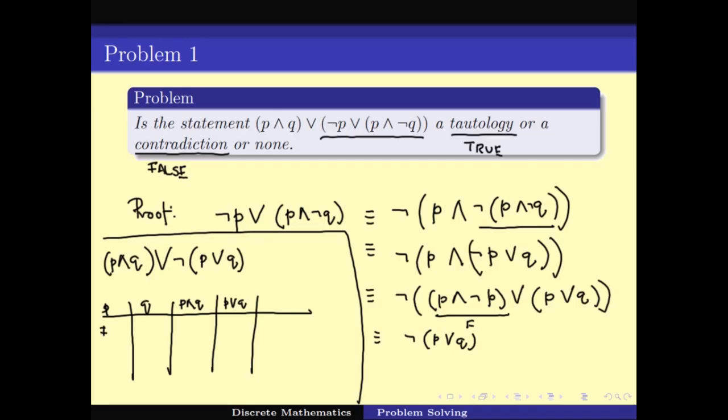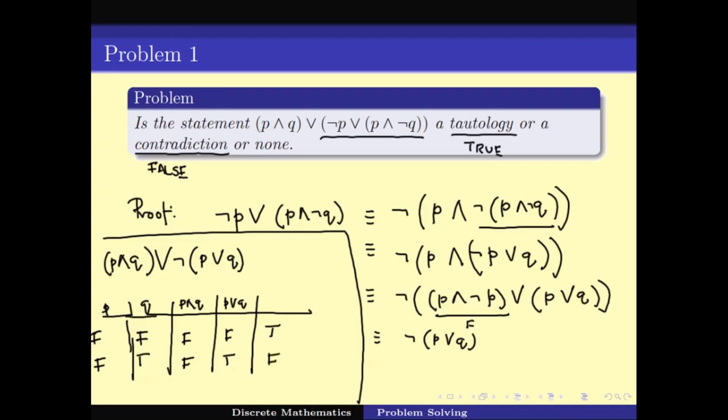So if both of them are false, let's see what happens. Both of them are false, then P and Q is of course false. P or Q is also false. And in that case, not of false means true, but this is an and, so that means this is false. Similarly, now we can keep on writing the statement as false and true. By false and true, P and Q is false, P or Q is true, so negation of false is true, true and true is true.